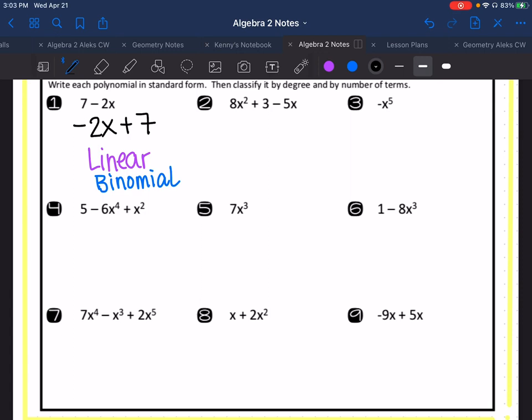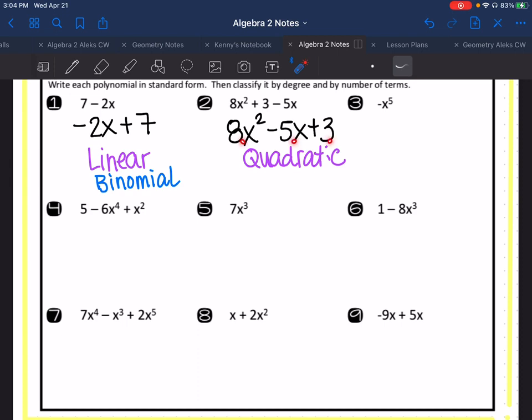All right, let's take a look at the next one. I always start with standard form by finding the biggest exponent, which would be the 2 in this case. And then we're just going to put it in order. 2, and then 1x, and then no x. So there's my standard form. It is a 2, so it would be a quadratic. And there are 3 terms, 1, 2, 3. So I'm going to call this a trinomial.